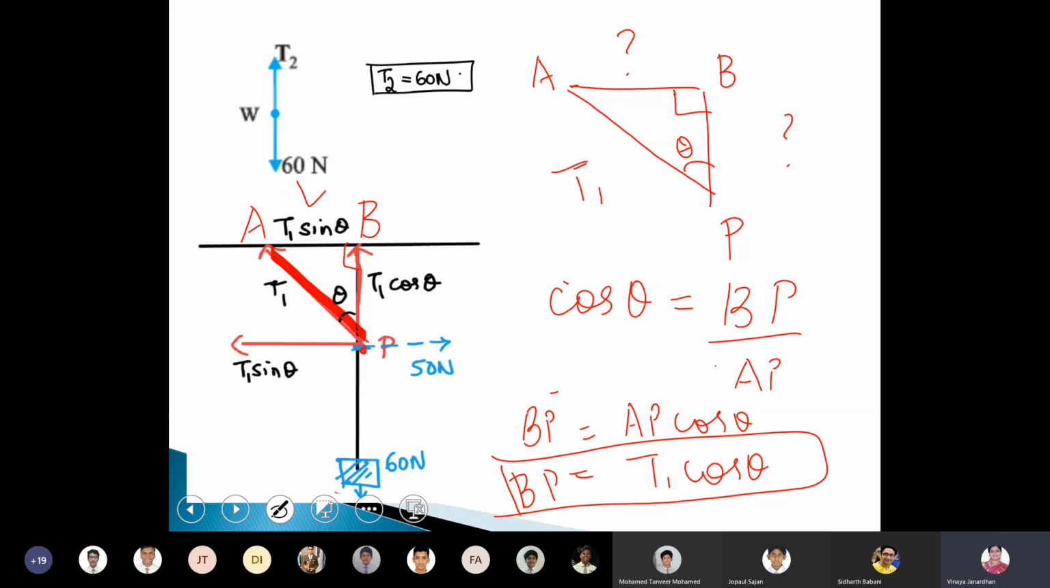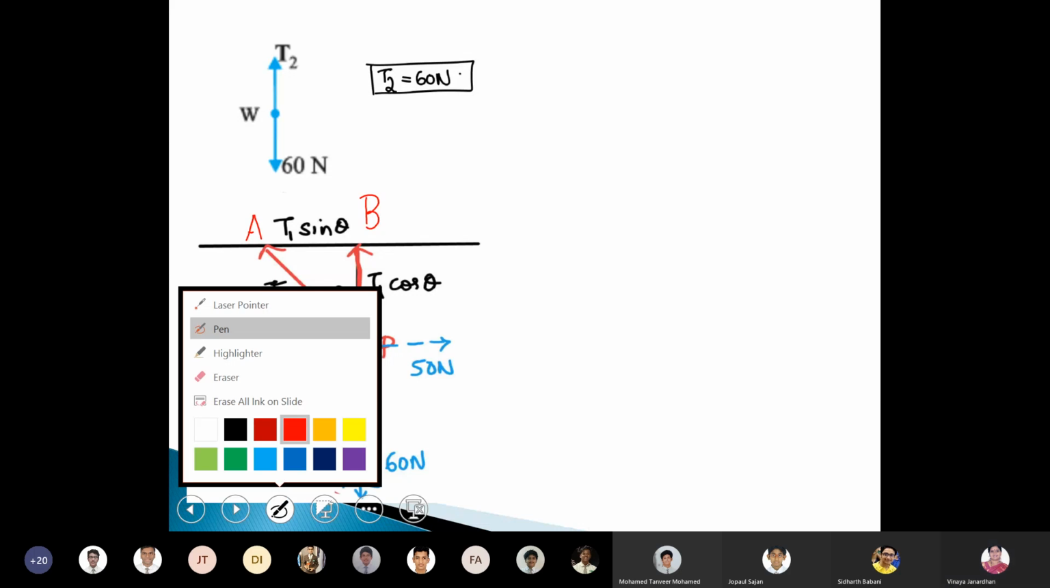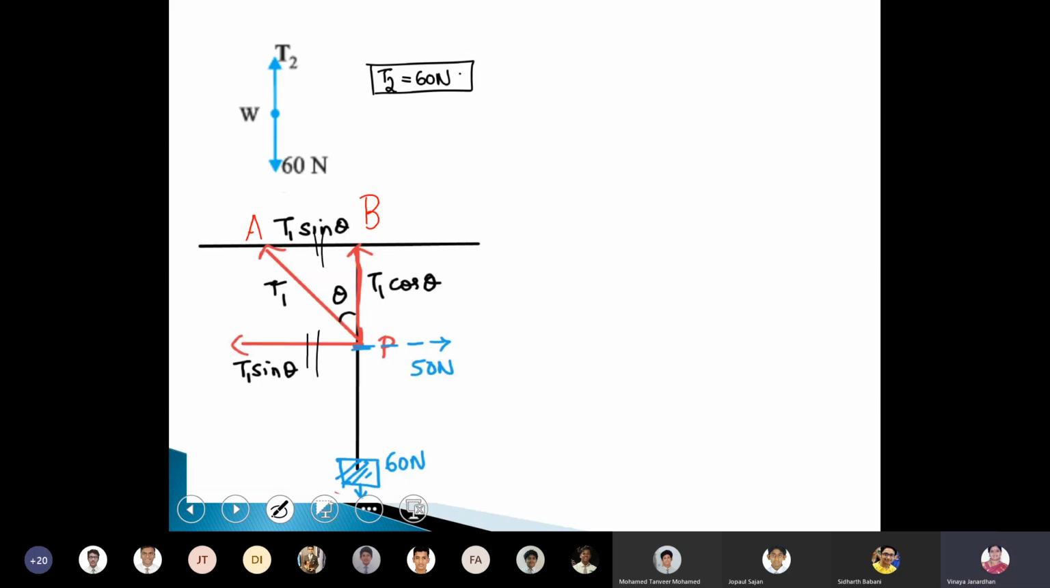All these values I am translating over here. This I marked as A, and this point I have marked as B. Now look at this. AB is T1 sin theta, BP is T1 cos theta. Now can you see these two sides? Those two sides which I have marked are parallel to each other. If AB is T1 sin theta, the parallel line from point P to the left is also T1 sin theta. Is that clear, boys? Yes, ma'am.